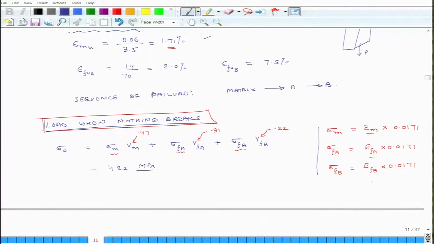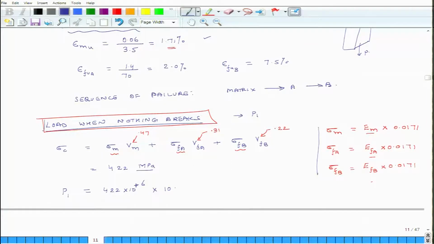But what is the question? We have to calculate the load. Load is not the same as stress. So how do we calculate load? Multiply by area. So P1, this we had said there was P1. So P1 is what? P1 is 422 into 10 to the power of 6 into area.